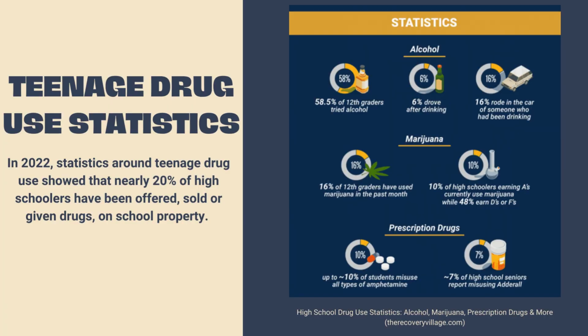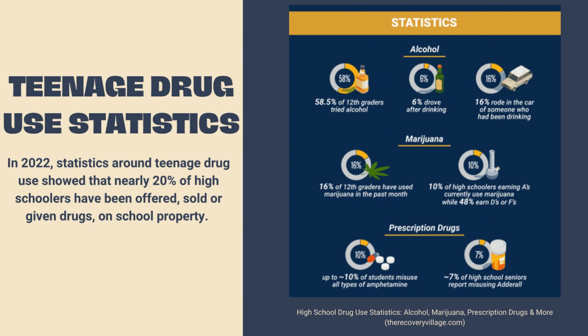So looking at some teenage drug use statistics, in 2022, statistics around teenage drug use showed that nearly 20% of high schoolers have been offered, sold, or given drugs on school property. Looking at the image on the slide, it shows that 58.5% of 12th graders tried alcohol, 6% drove after drinking, and 16% rode in the car of someone who had been drinking.